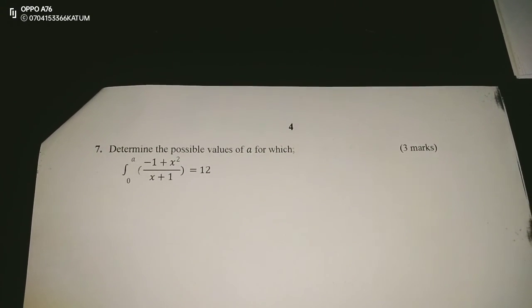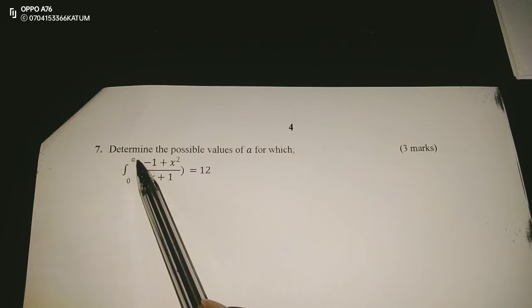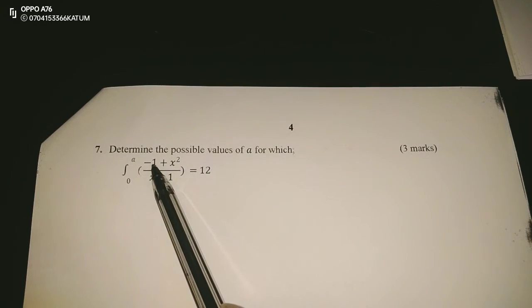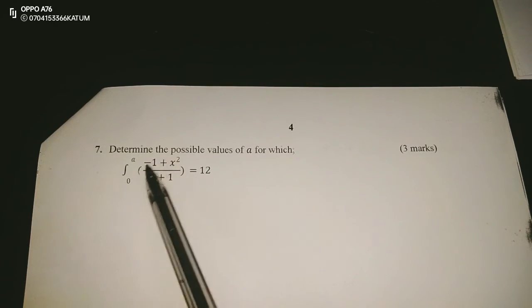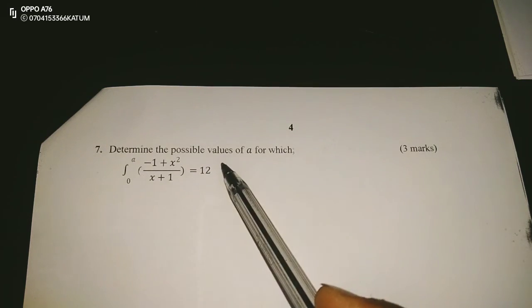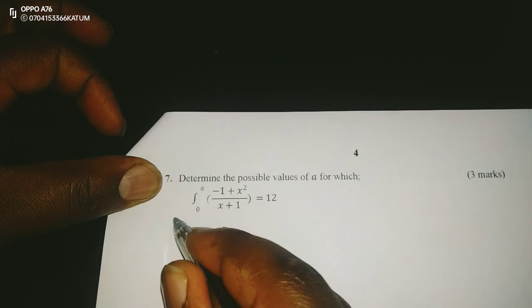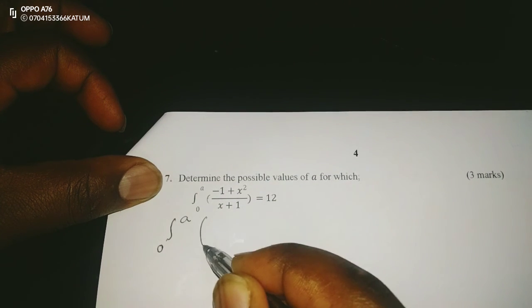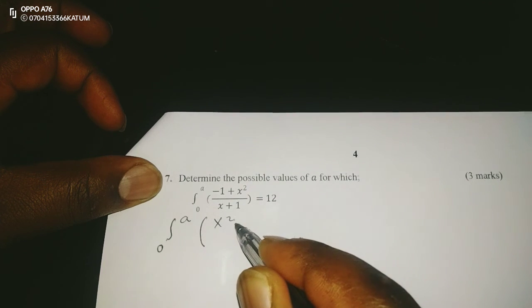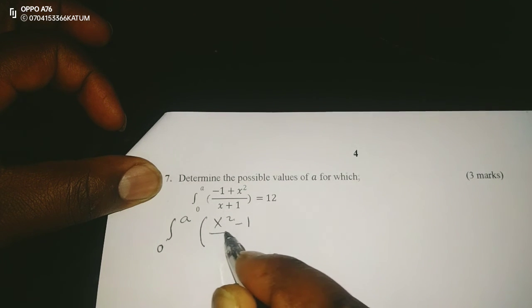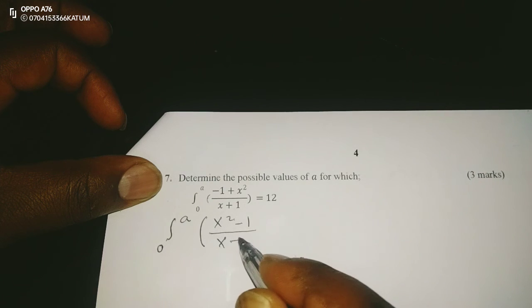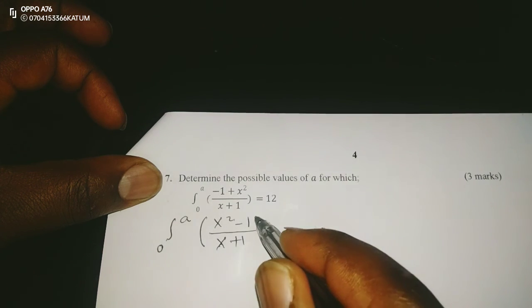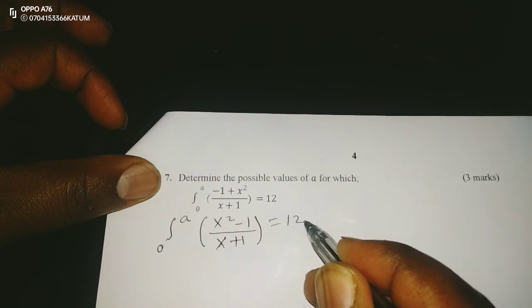Determine the possible values of a, for which the integral from 0 to a of (-1 plus x squared) divided by (x plus 1) equals 12. Therefore, we're going to say that the integral from 0 to a of (x squared minus 1), I'm trying to rearrange this, over (x plus 1), is equivalent to 12.